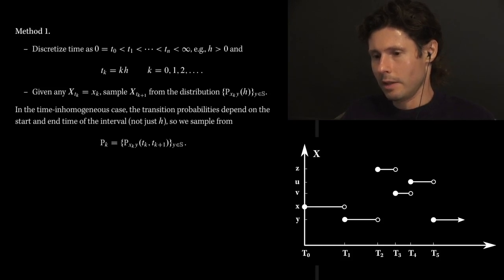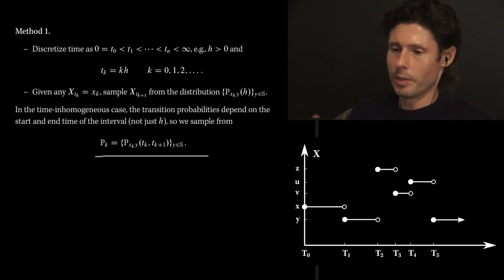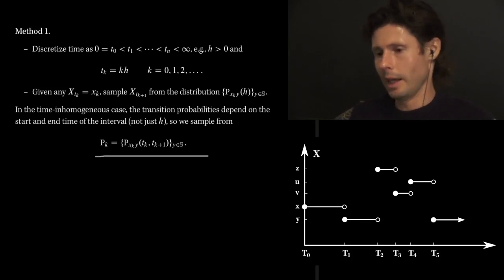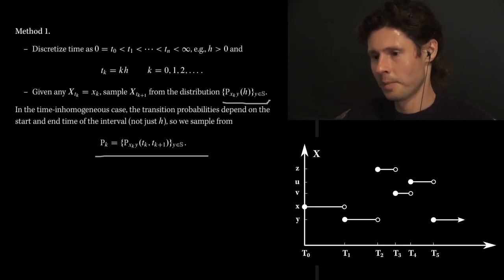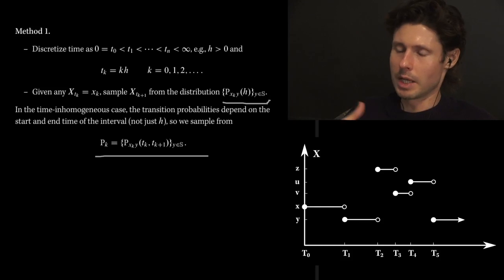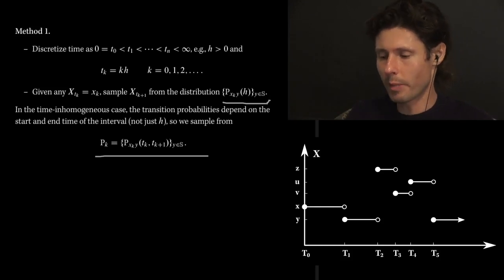In the case of time inhomogeneity, you just want to take into account the beginning and the end point of the interval over which you're sampling. So whereas in here, I've listed the distribution that would depend only on the length of the interval, which is h, here I'm actually specifying the beginning and end point of the interval, but same idea, right?